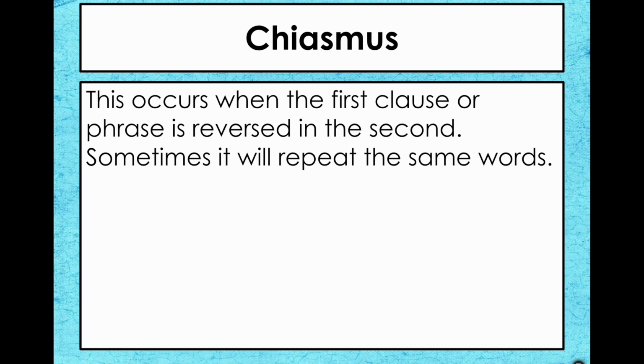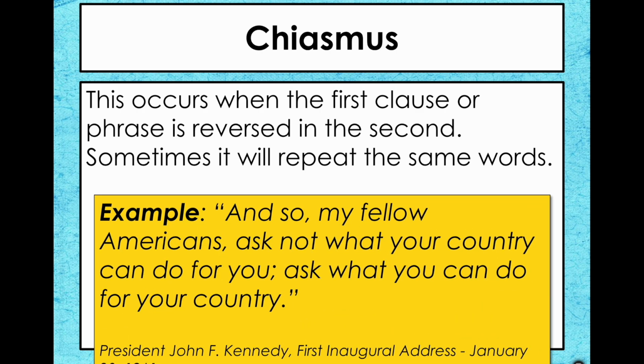Chiasmus is another one of my favorites. It occurs when the first clause or phrase is reversed in the second. Sometimes it will repeat the same words. Other times it's just a repetition of the same structure or a reverse of the structure and not necessarily a reverse of the exact same words.